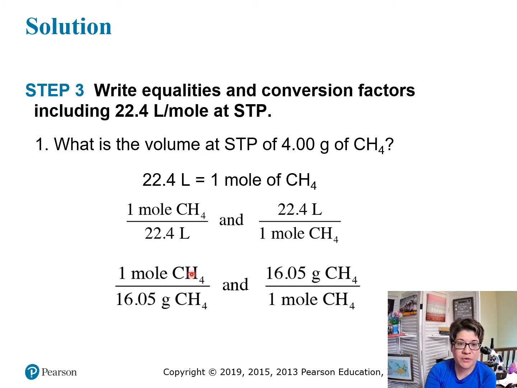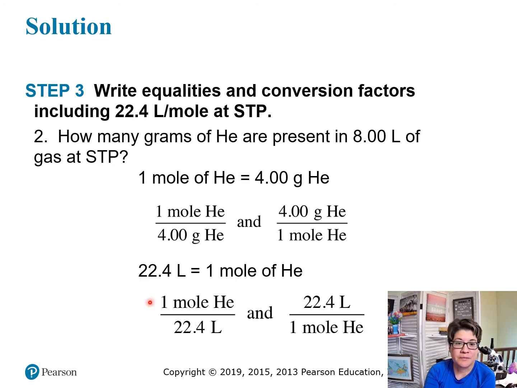All right, so here's the first one. You're using this standard: 1 mole is 22.4 liters at STP. And then you're using this standard because this is the molar mass for methane. And for the second one, you're going to use the standard of 1 mole is 4 grams of helium, and then your standard 22.4 liters and 1 mole of helium at STP.